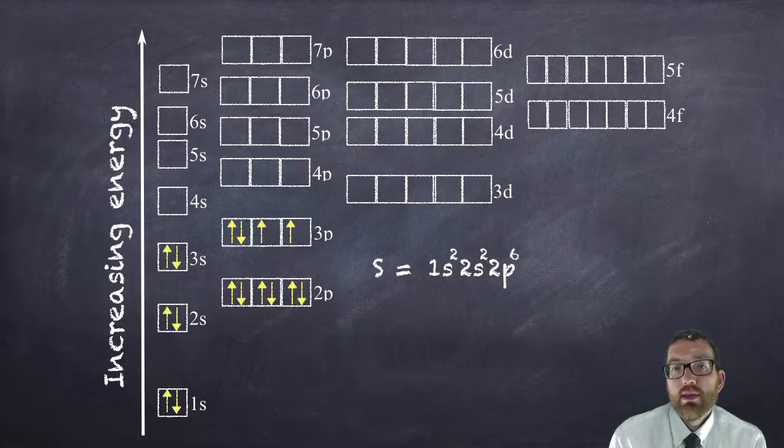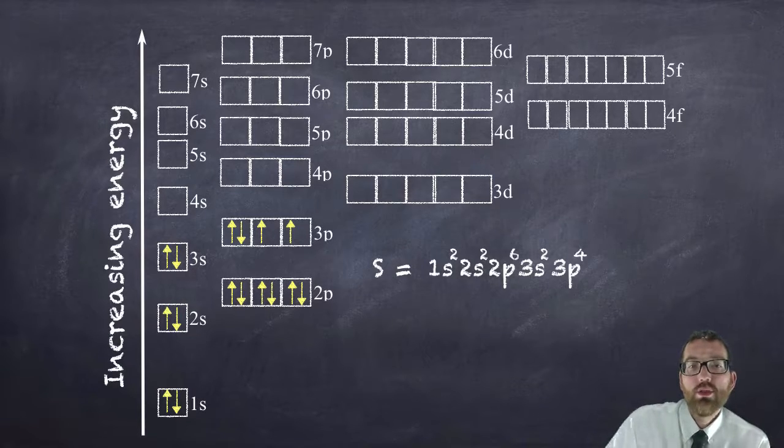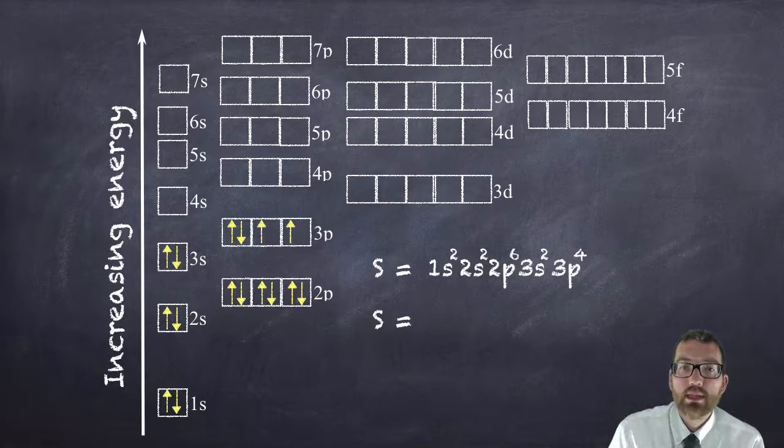If we write out the configuration, we would have 1s2, 2s2, 2p6, 3s2, 3p4. So you could look at the electrons that are in the boxes, or you could look at the configuration and see that your highest number here is 3. But you can't just say 3p, which has 4. It's all of the third shell, which includes both the s and the p. So sulfur has 6 valence electrons.